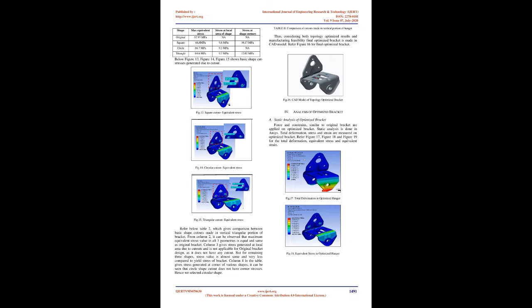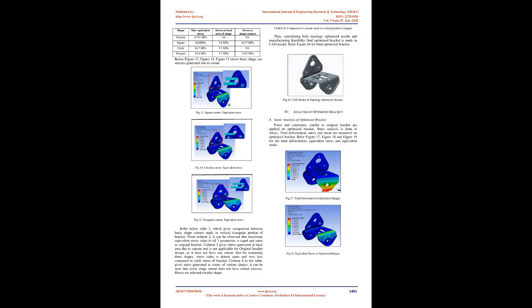Refer below Table 2, which gives comparison between basic shape cutouts made in vertical triangular portion of bracket. From Column 2, it can be observed that maximum equivalent stress value in all 3 geometries is equal and same as original bracket. Column 3 gives stress generated at local area due to cutouts and is not applicable for original bracket design, as it does not have any cutout. But for remaining 3 shapes, stress value is almost same and very less compared to yield stress of bracket.